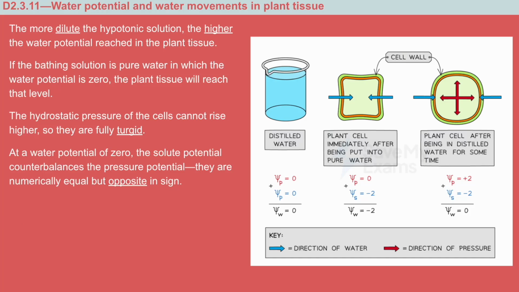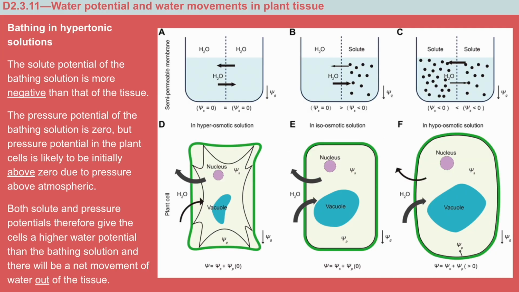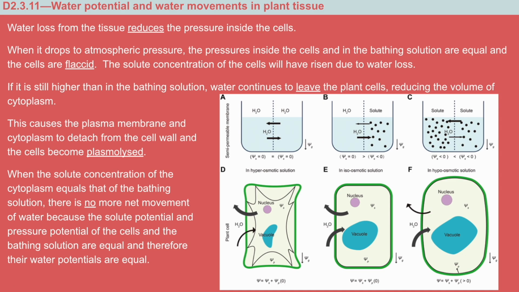Okay, so the very last thing, now the opposite. If we're bathing in hypertonic solutions with high concentrations, we're going to see the solute potential of the bathing solution is even more negative than that of the tissue. The pressure potential of the bathing solution is 0, but pressure potential in the plant cells is likely to initially be above 0 due to pressure being above atmospheric pressure. Both the solute and pressure potentials give the cells a higher water potential than the bathing solution. And remember that water always goes from high to low, so there's going to be a net movement of water out of the tissue.